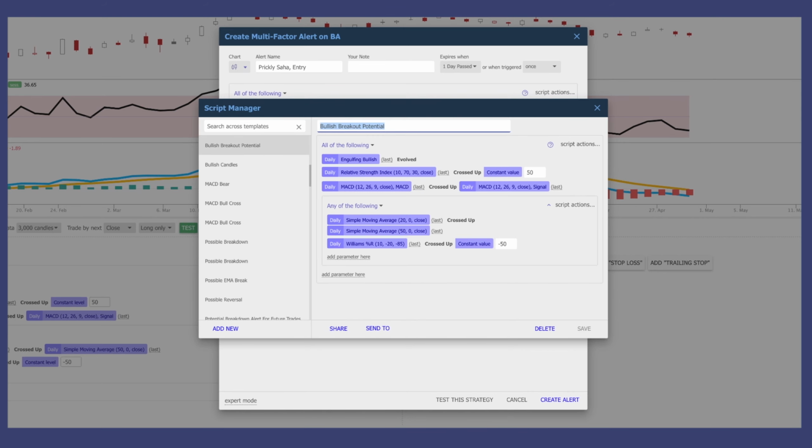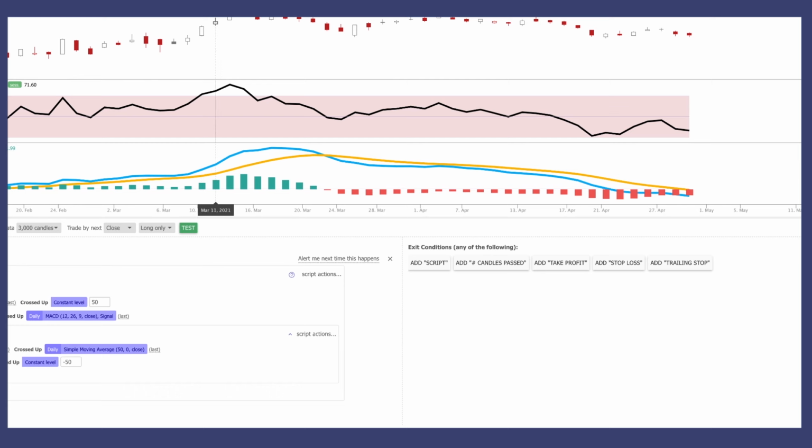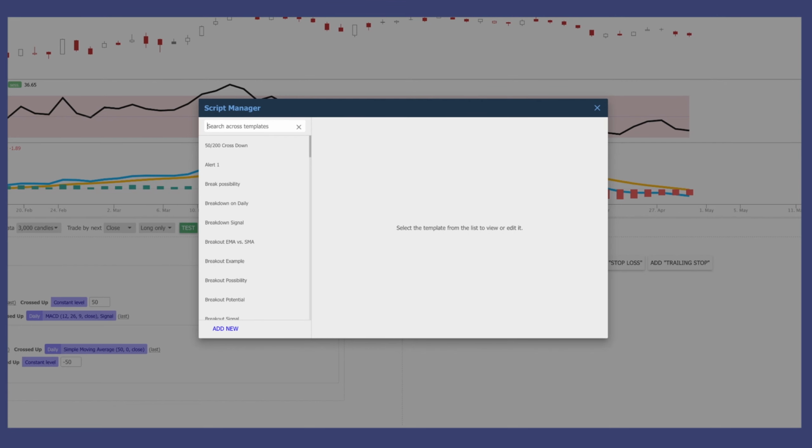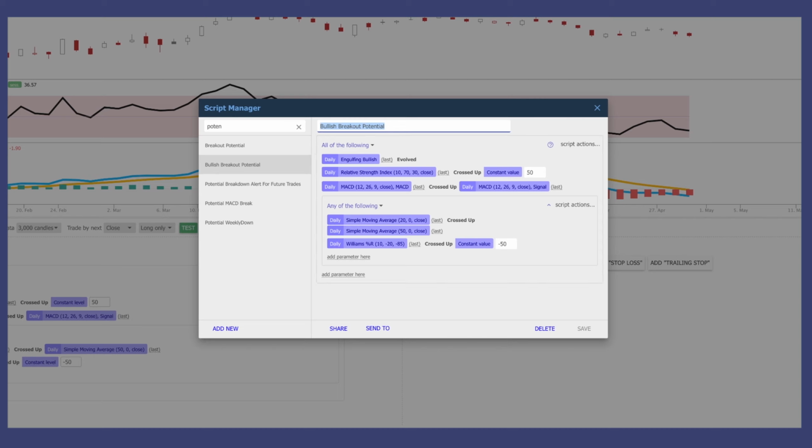And once we do that, you'll see here that if you go to scripts and we go to potential breakout, bullish breakout potential, and one thing I'll mention here is you don't have to have the exact wording. If you just have "poten," which is part of potential, it will pull up all of these scripts that you have that have this word in it. So click on bullish breakout potential. You'll see here that you can see the script again.